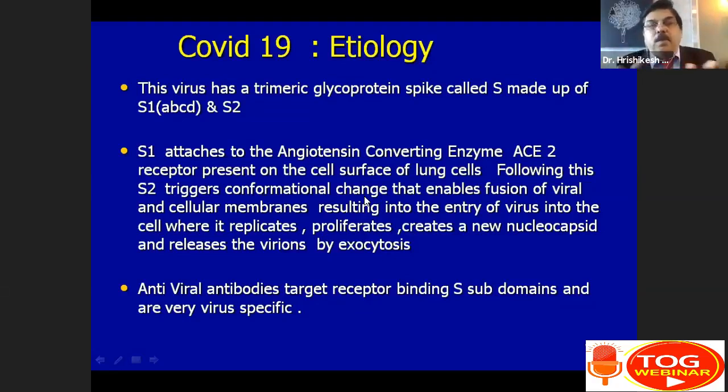It uses the whole DNA mechanism of the cell. It enters the nucleus, it replicates itself into thousands of mini virions, creates a capsule, and by the process of exocytosis, it bursts the cell and it again infects the adjacent cell. This is how the cycle keeps on growing. The antiviral antibodies, hopefully at one point in time, the IgM and IgG antiviral antibodies, they will be targeting the receptor binding sites on the S subdomain, either the S1 or S2 subdomain.